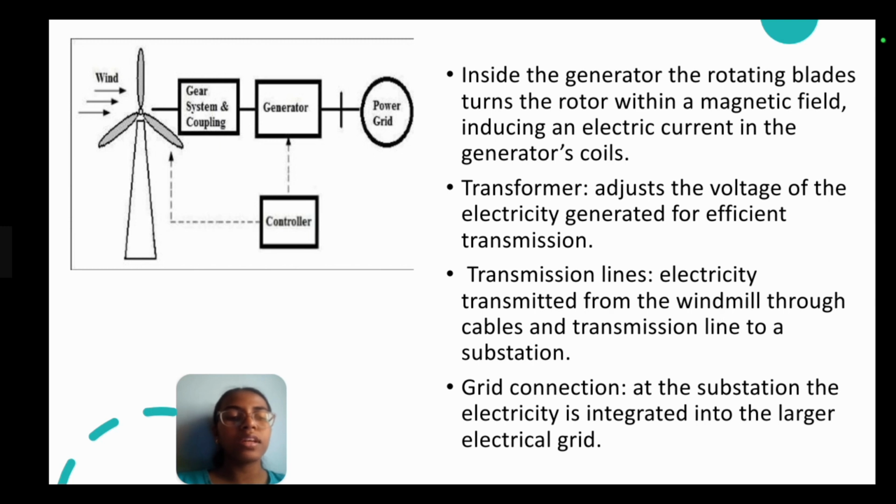Transmission lines. The electricity is transmitted from the wind turbine through cables and transmission lines to a substation. At the substation, the electricity is integrated into the larger electrical grid. It can then be distributed to homes, businesses, and industries.